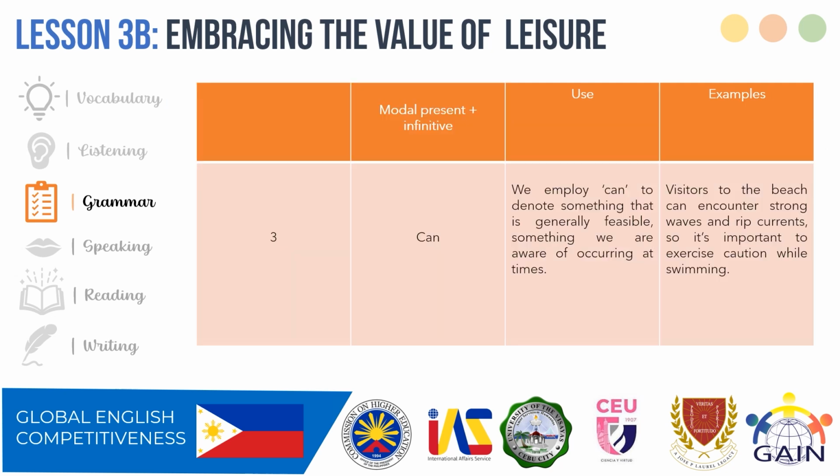Third one, we employ can to denote something that is generally feasible, something we are aware of occurring at times. Example, visitors to the beach can encounter strong waves and rip currents, so it's important to exercise caution while swimming.